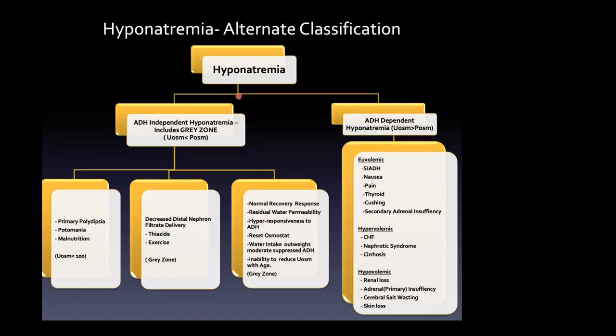I have defined this. I have changed the classification. I'm sorry, you won't find this anywhere. This is what I have made and I would like to publish. But we define this as something called the gray zone. And yes, in the gray zone, number one would be SIADH, but you have to think about reset osmostat, something called RWP, which I won't be able to present today. Think about thiazide-induced hyponatremia. Think about exercise-induced hyponatremia, or think about a syndrome called hyper-responsiveness to ADH.